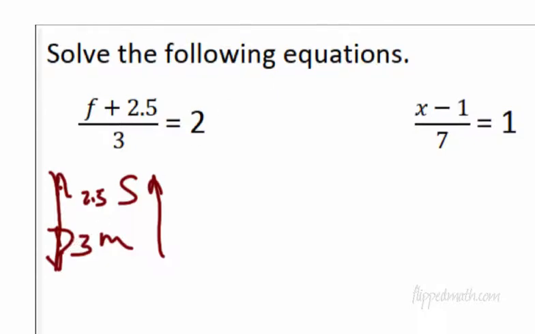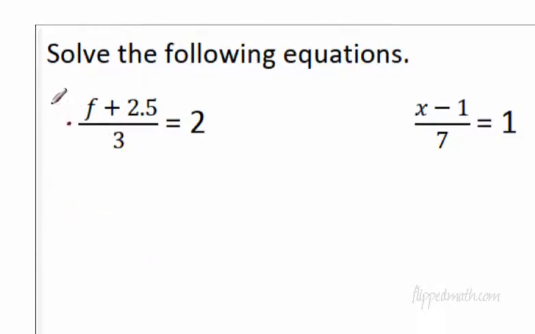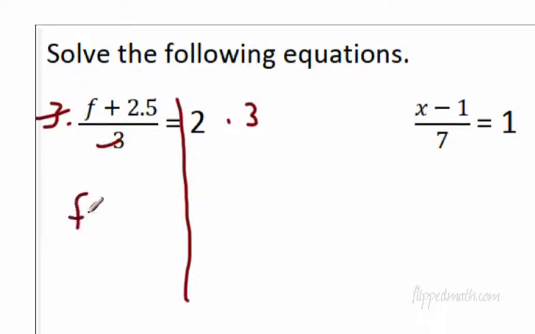All right, I'm going to erase all that stuff there so we have room. So we're going to multiply both sides by 3. That's the first thing we have to do in this equation. Look, that's different than the last time, and it has to do with that division bar. They cancel. Read it left to right. So we get f plus 2.5 is going to equal 2 times 3 is 6.